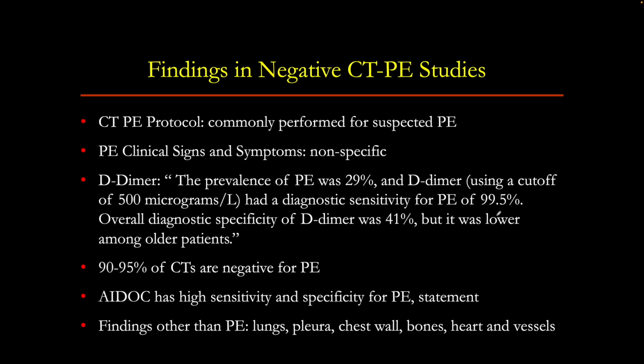This is because the signs and symptoms of PE are non-specific, and a CT angiography of the pulmonary artery provides a definitive answer for the diagnosis of acute pulmonary embolism, with a filling defect seen in pulmonary artery branches. D-dimer is very sensitive but non-specific. At the same time, about 90 to 95% of the CTs performed for PE are negative for PE. But the patients still have PE-like signs and symptoms such as chest pain, shortness of breath.